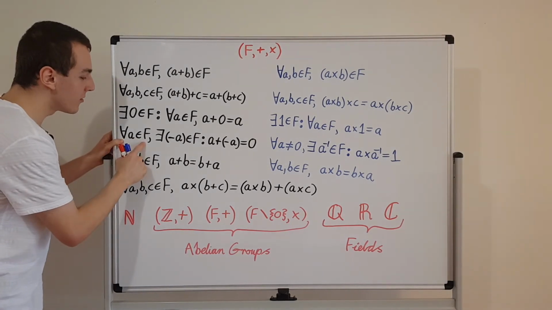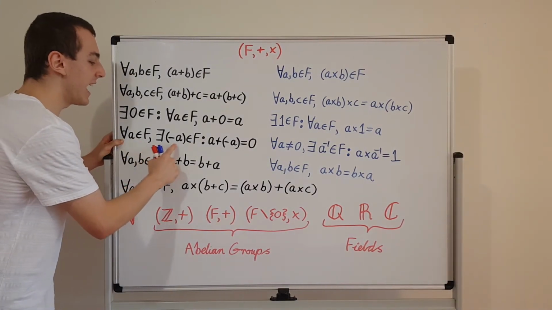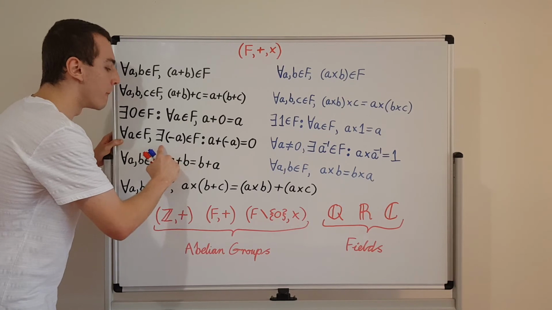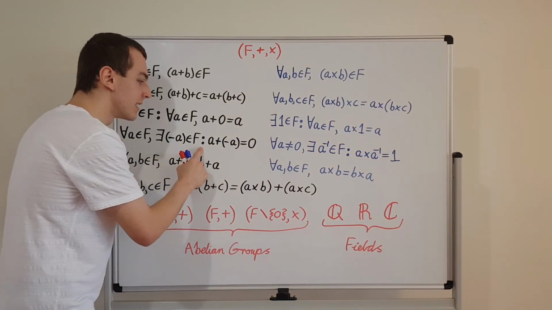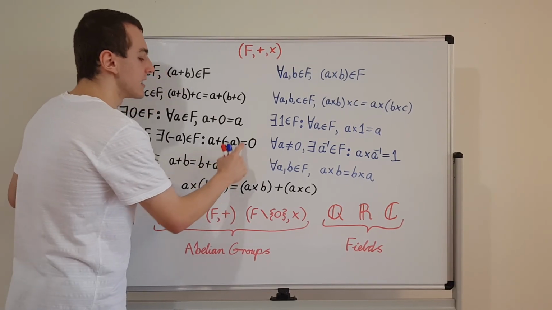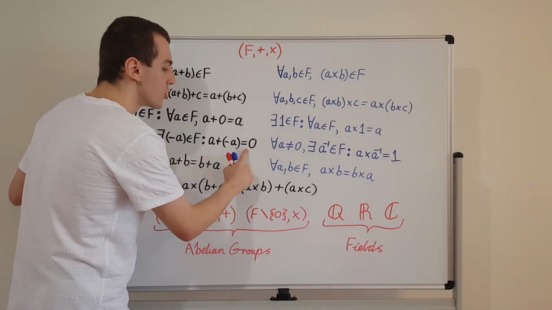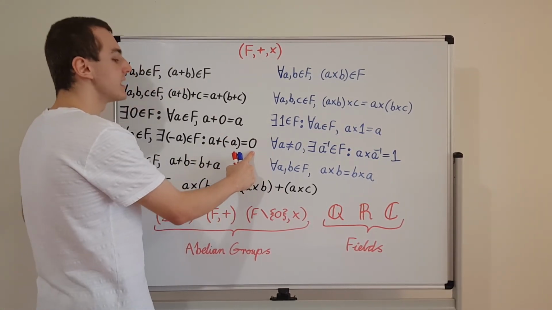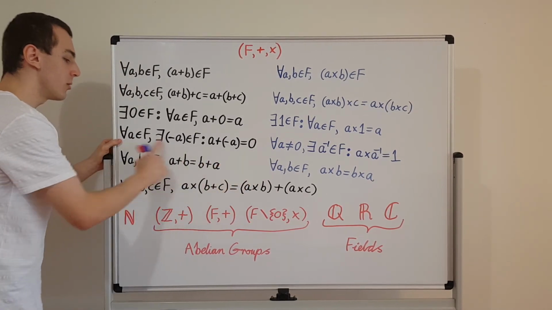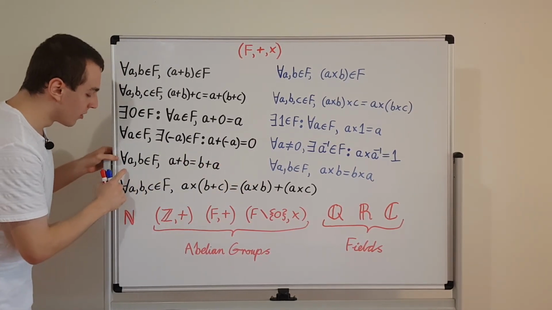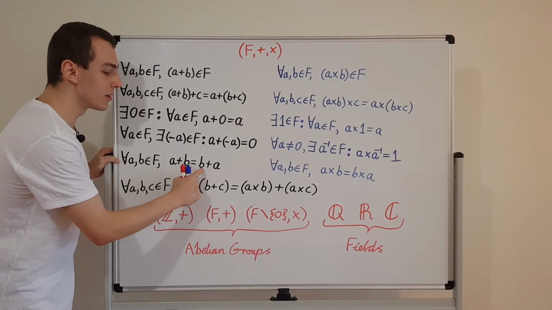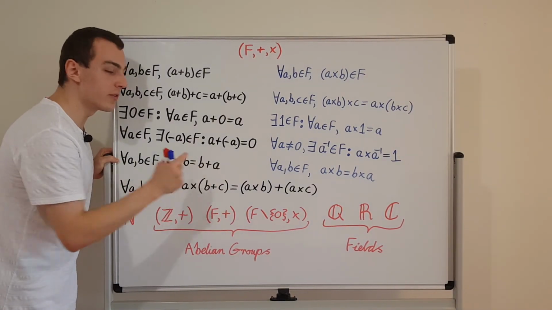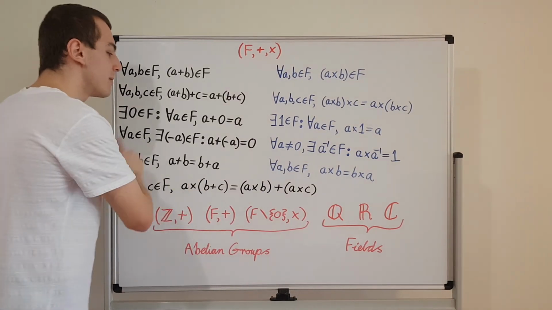For all A in the field, there exists an additive inverse, denoted by minus A, or negative A, in the field, such that A plus its additive inverse is equal to the additive identity 0. Over here we have commutativity. For all A and B in the field, A plus B is equal to B plus A. The order of addition does not matter. You get the same result.